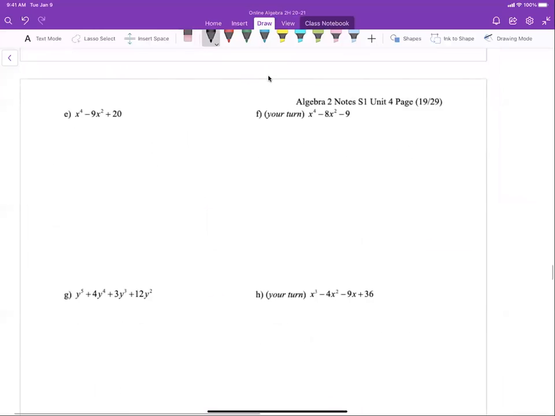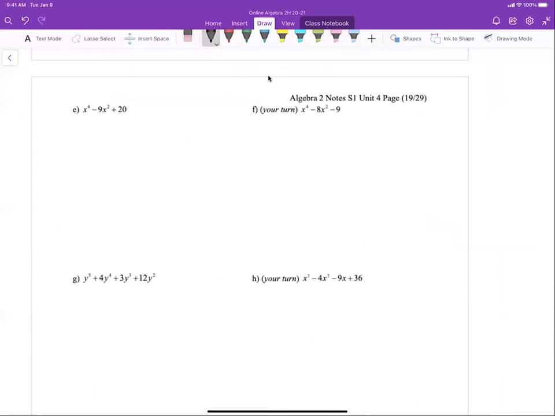All right, now E, we have x to the fourth minus 9x squared plus 20. And what we have here is a squared minus 9a plus 20, where a is equal to x squared. This is a quadratic, but not in terms of x. It's a quadratic in terms of x squared. So we will approach it just like we would anything else.